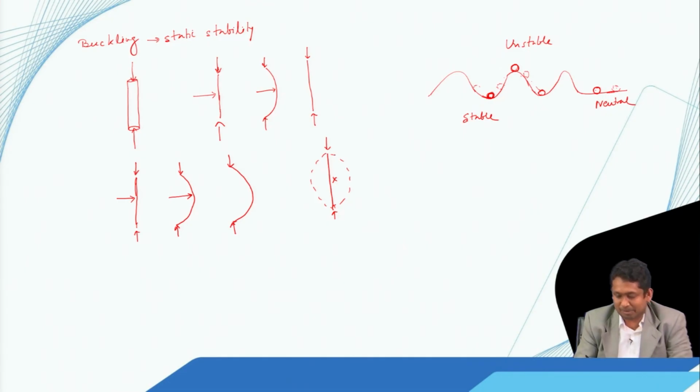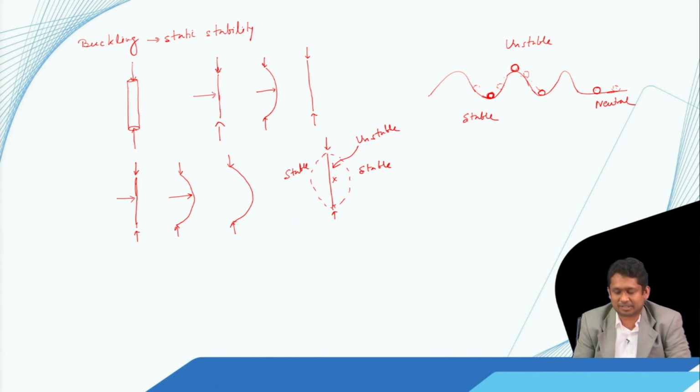So the original straight configuration is not its stable configuration now, rather this shape shown by this dashed line or this shape, they are now its new stable configuration. So this is a stable configuration, this is a stable configuration, and this one is an unstable configuration, and this phenomenon is called buckling.